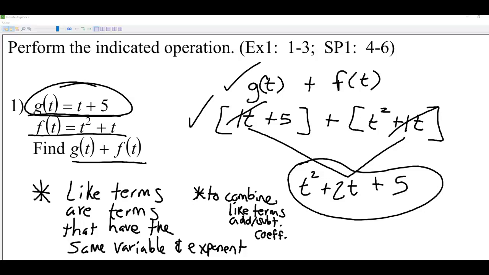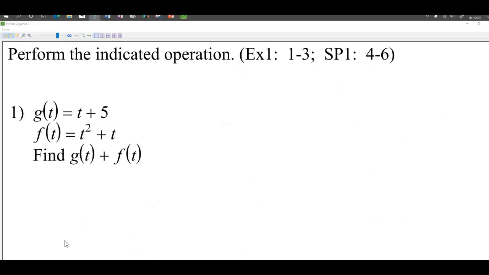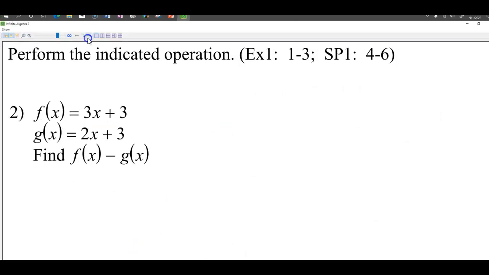But let me review with you because the steps are pretty short. So step 1, write what they give you. Step 2, replace them with what they equal in brackets. Step 3, combine like terms. Okay? So this is an example of addition. Subtraction is almost the same, but it has one extra step associated with it.